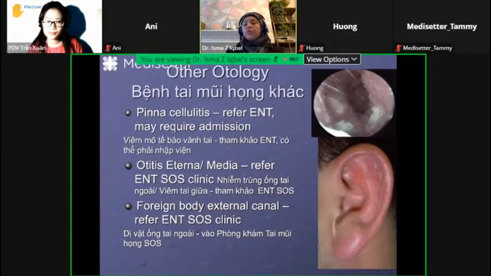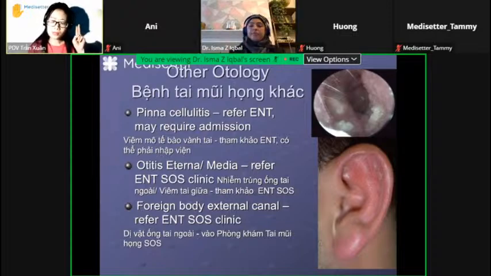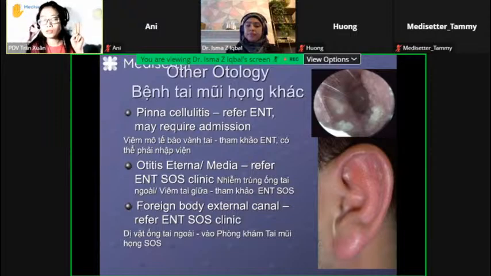If it's not improving with 2 days of oral antibiotics and it's getting worse, the redness is spreading, then we would recommend intravenous antibiotics. Nếu mà sử dụng các cái kháng sinh đường uống cho bệnh nhân khoảng 2 ngày mà không đỡ thì mình sẽ cân nhắc chuyển sang đường truyền cho bệnh nhân.